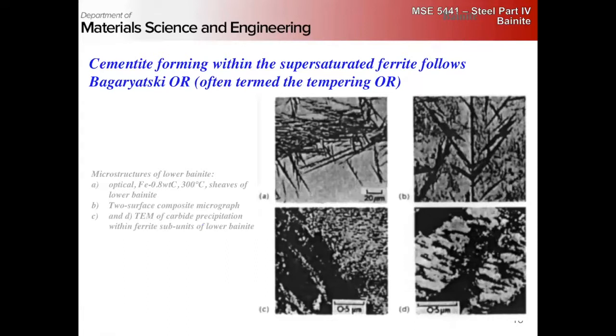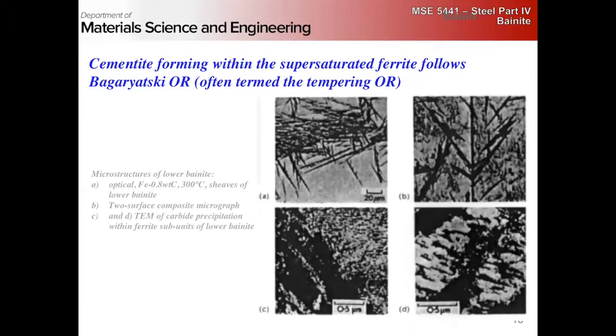So cementite is Fe3C, right? There are Hägg carbides and other carbides that can form. We can't differentiate them optically. You would have to do diffraction in the TEM to be able to tell them apart.